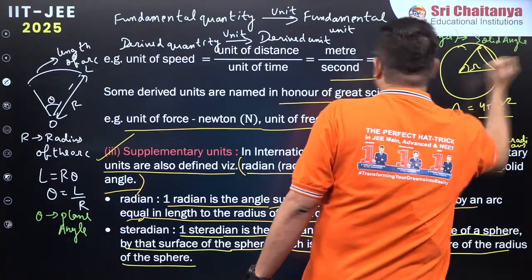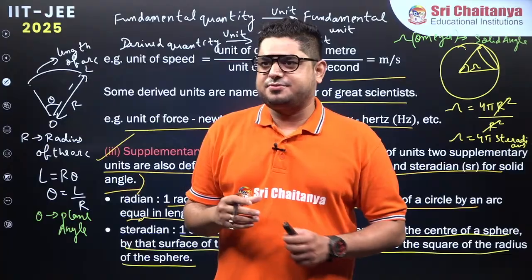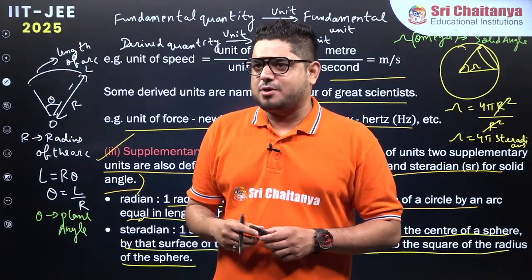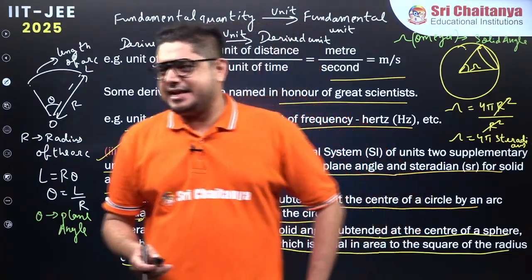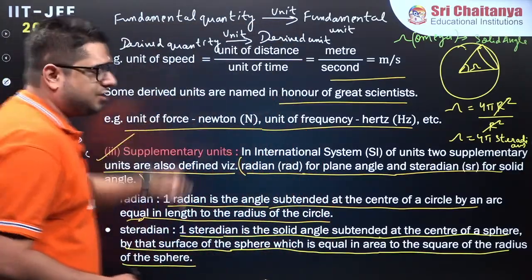So you can imagine it to be the apex angle of the cone if you are trying to extract some part from a sphere. So that's what it's all about, nothing else. Okay, I hope it's clear, everyone. So let's move to the next context. These are your supplementary units which you have to recall.